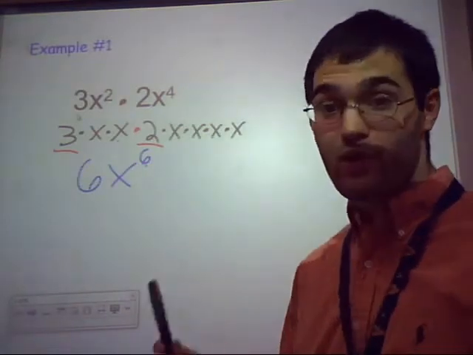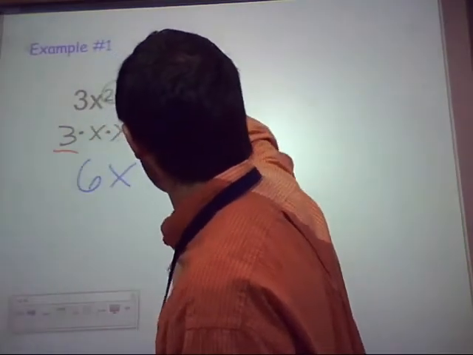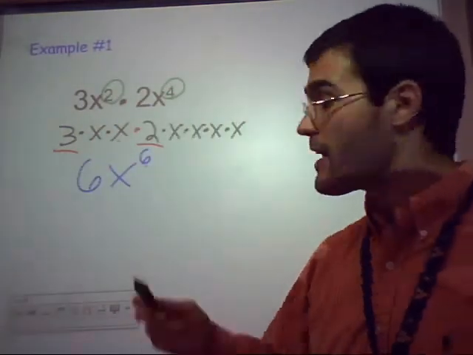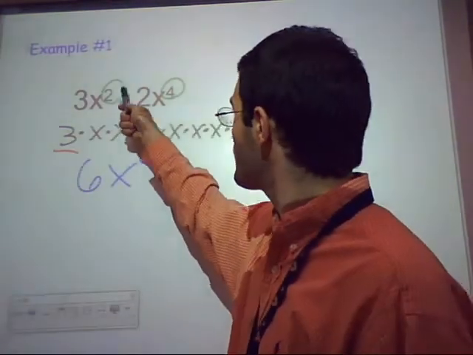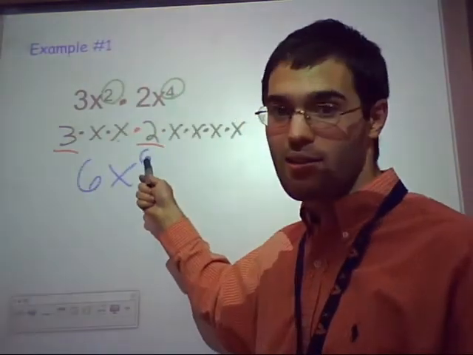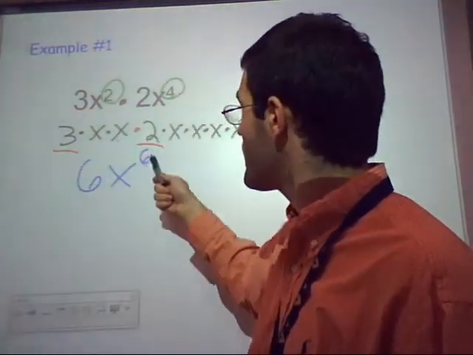Well, if you notice here, from the beginning, the two exponents were 2 and 4, and our final exponent was 6. So if you ask yourself the question, what could we do to the 2 and the 4 to get 6? You might realize all you have to do is add them together. 2 plus 4 makes 6.